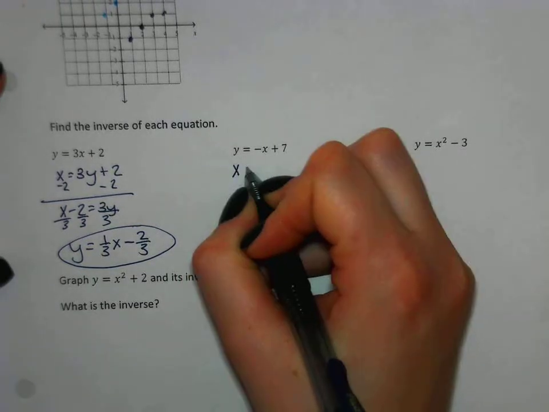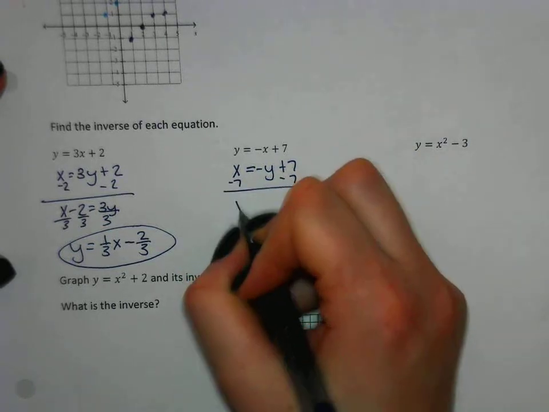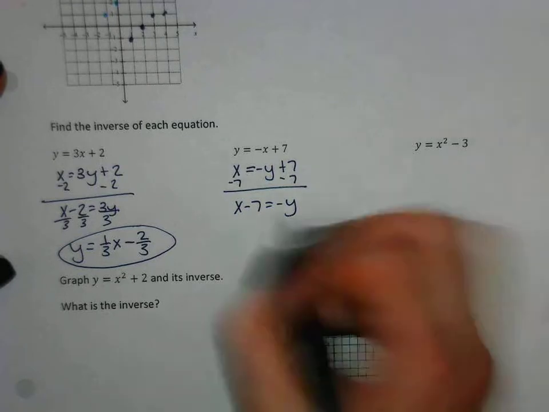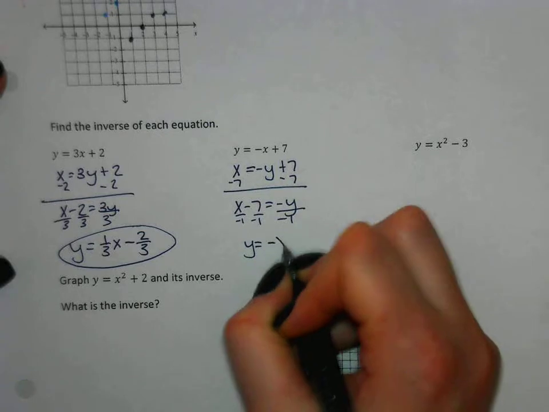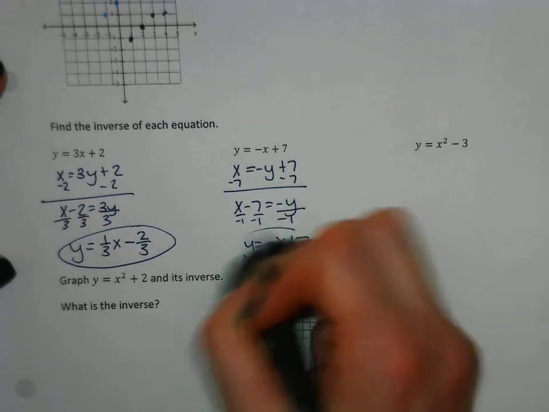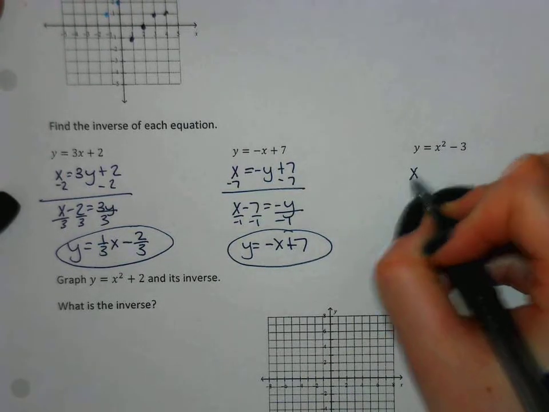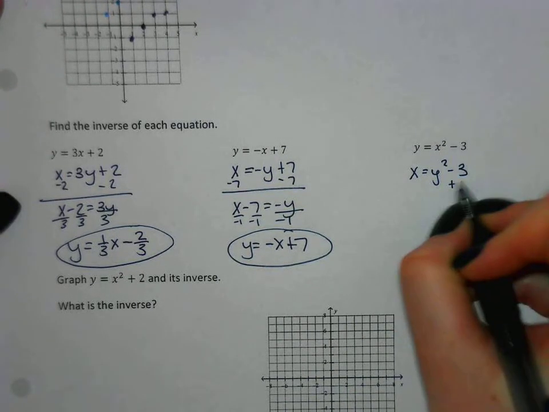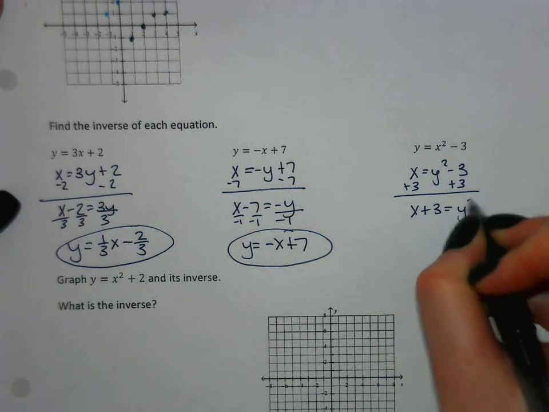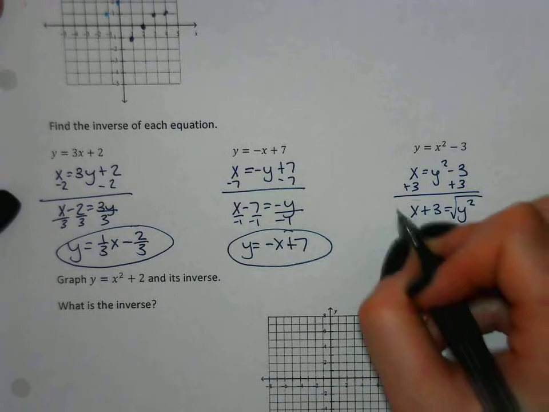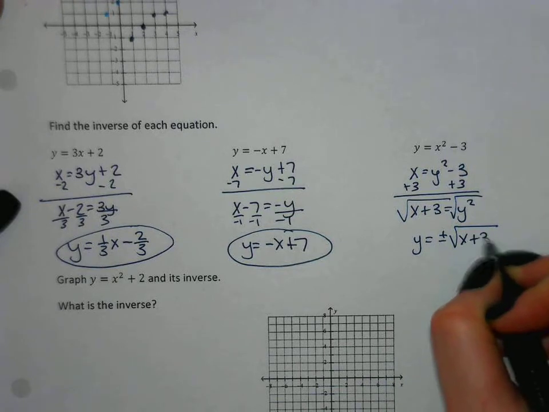So this one will become x equals negative y plus 7. Subtract 7 from both sides. So x minus 7 equals negative y. Divide everything by negative 1. So y equals negative x plus 7. Then the last one, we have x equals y squared minus 3. We can add 3 to both sides. So x plus 3 equals y squared. To get rid of our square, we're going to take the square root. So y equals plus or minus the square root of x plus 3.